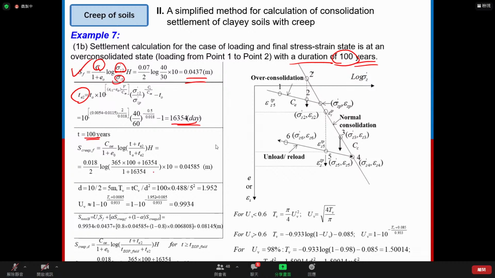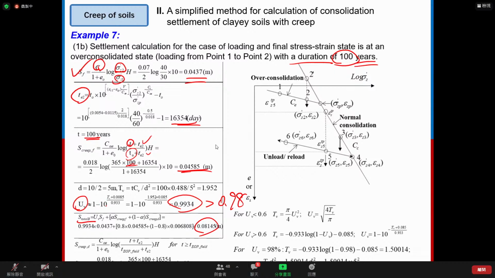At 100 years, for the S-curve final, this T will become larger. In the last case this T was 5 years, now it is 100 years. T2 has no change, and T0 is always equal to 1, right? So this value we can get. The only thing that changes is here. The UV, you can calculate by yourself and check. This one is larger than 0.98. So the final settlement becomes larger, of course.